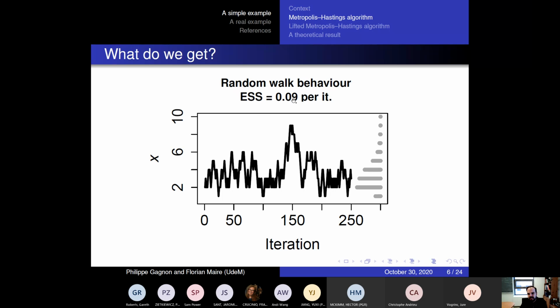And it is reflected in the ESS, which is 0.9 per iteration in this case. ESS stands for effective sample size. And in this case, it would mean that if you have a sample of size 11 of your Markov chain, this would give the same information as 1 IID draw.